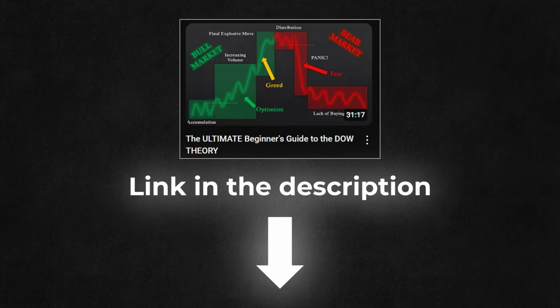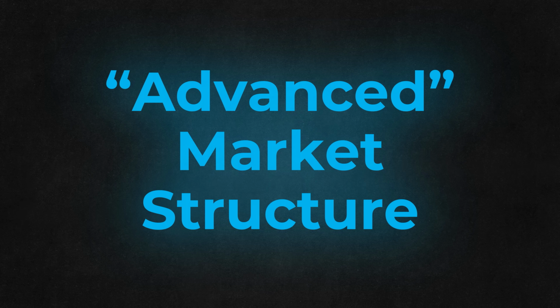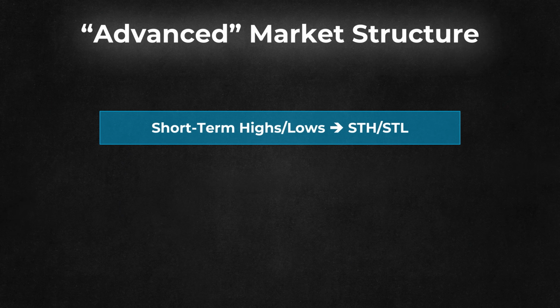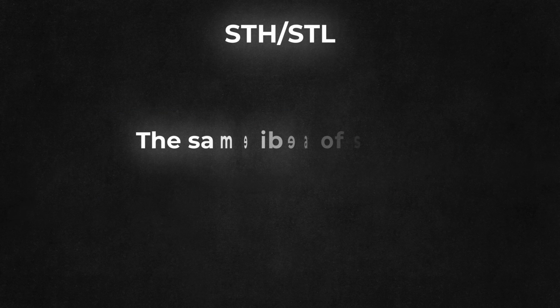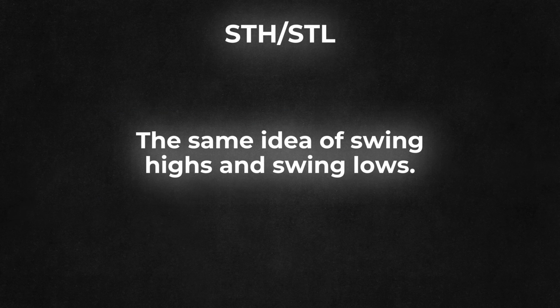We move on now to what ICT traders call advanced market structure. According to the ICT method, advanced market structure involves the ideas of short-term highs and lows, intermediate-term highs and lows, and long-term highs and lows. Short-term highs and lows are basically the same idea of swing highs and lows we saw before. An intermediate-term high or low is the same idea of the short-term high or low, but on a larger scale, alluding to the fact that price is fractal, which we'll talk about later.